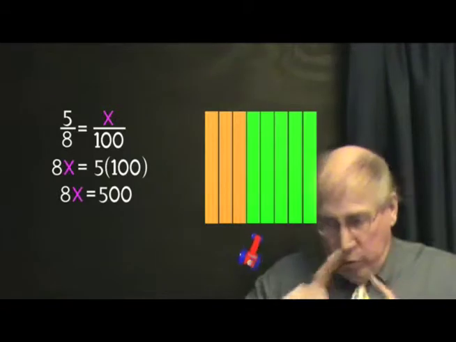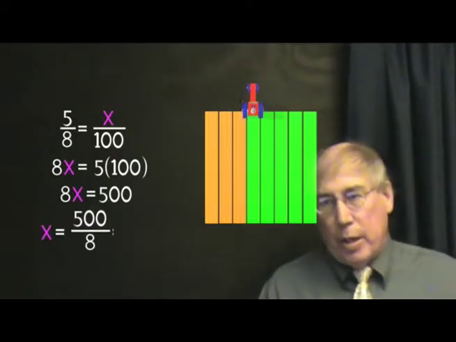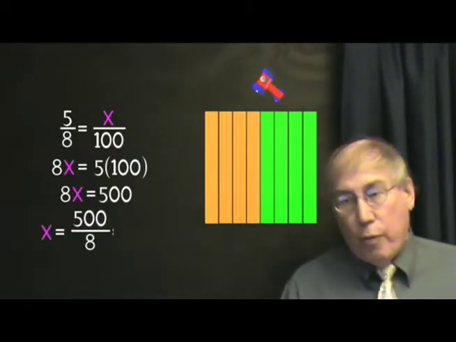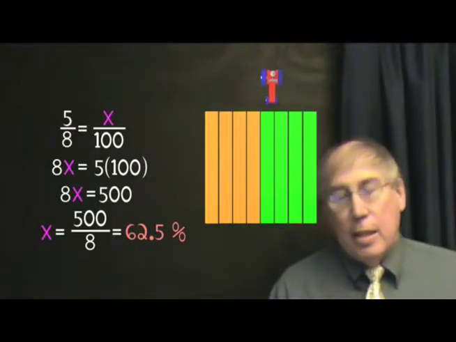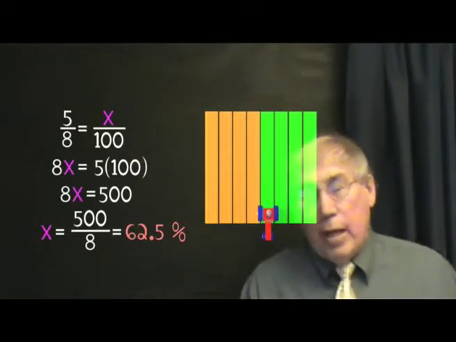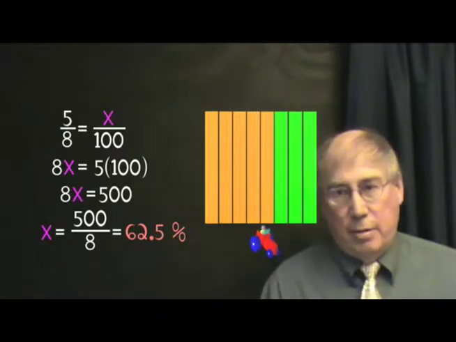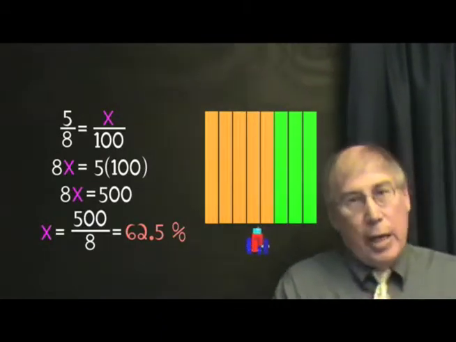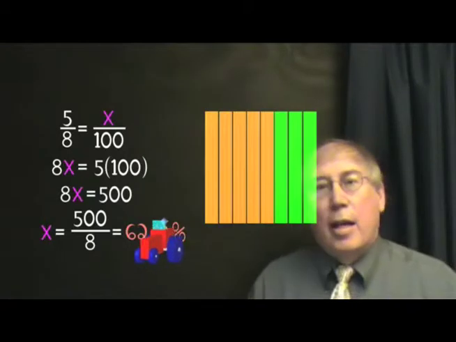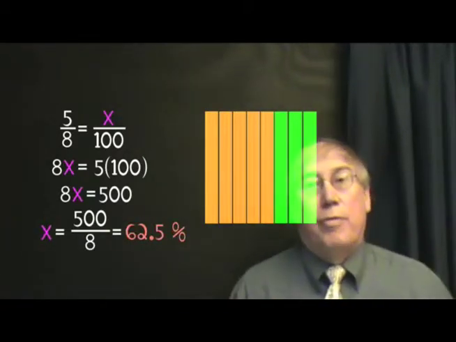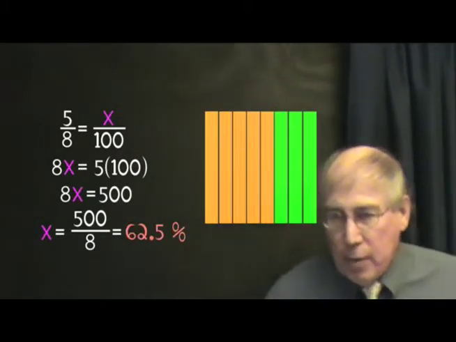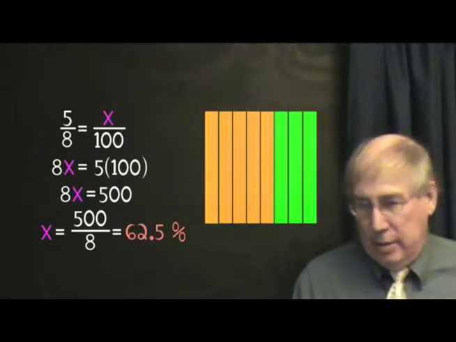Alright, we cross multiply, and we work that out. We get x equals 500 over 8. Divide 8 into 500, and it's 62.5%. So, we've taken the 5/8 and magnified it, and put it in terms of 100. So we can do percents.